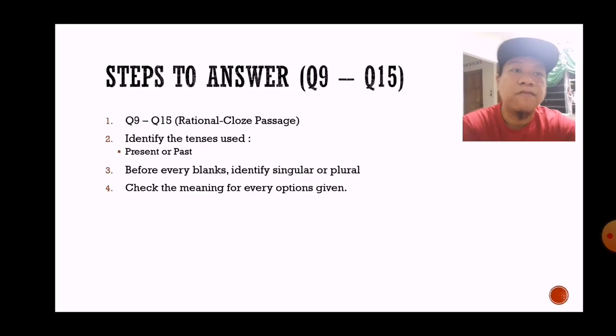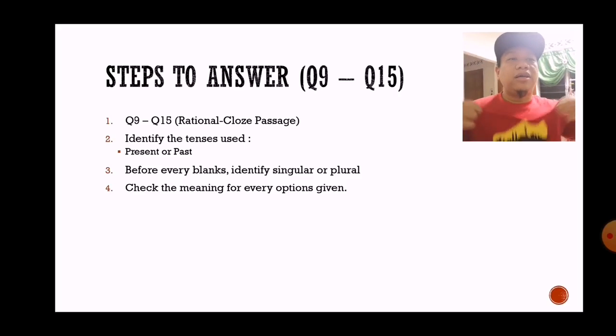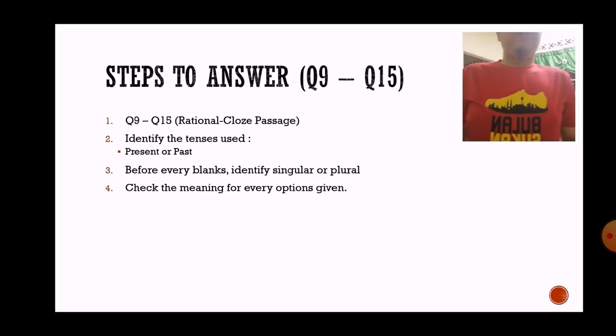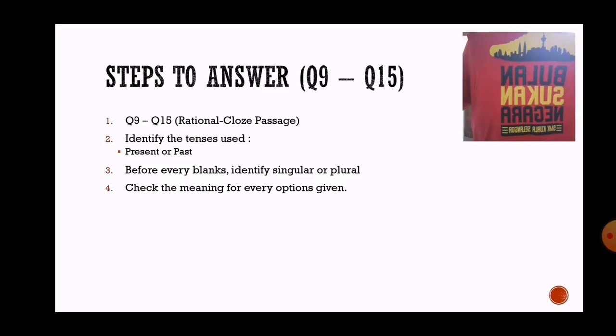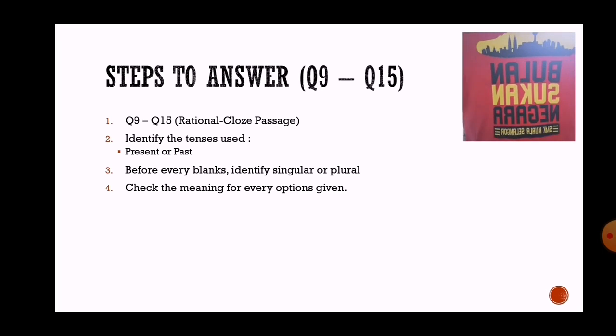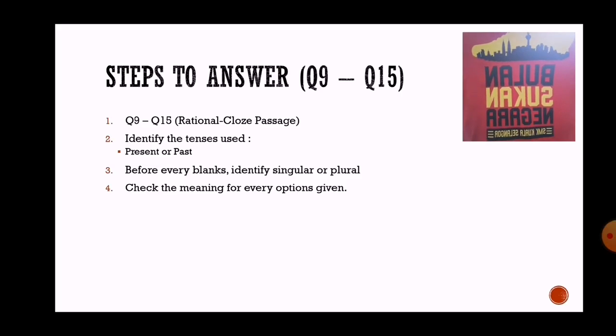Second part. Alright, so what is the second part? Who still remembers? Okay, so promote sikit. Ni Bulan Sukan. So which school is this? By the way, I'm an English teacher. From which school? Let me promote a bit. Ta-da! Can you see the shirt? Okay, so Bulan Sukan Negara, SMK Kuala Selangor. Yeah, so I'm a teacher from SMK Kuala Selangor. Nice to meet everyone. Nice to meet you all.